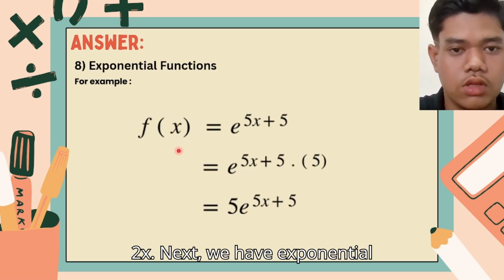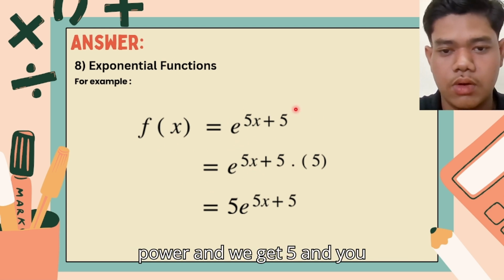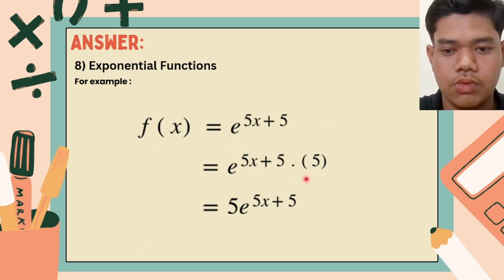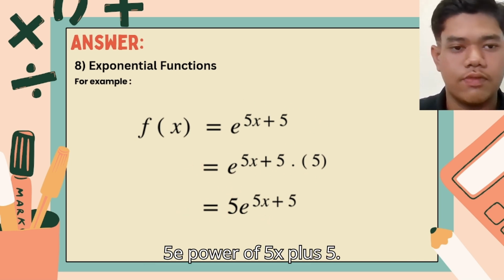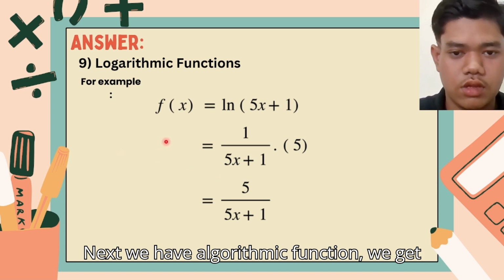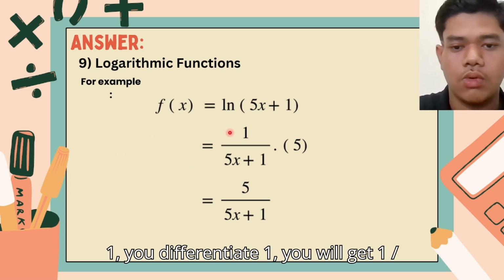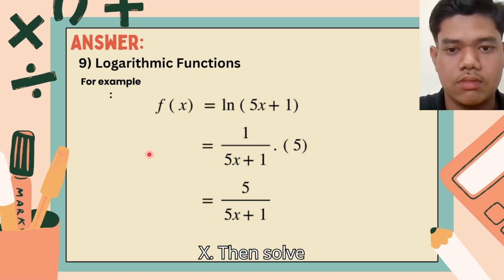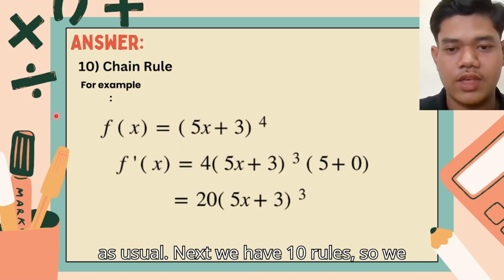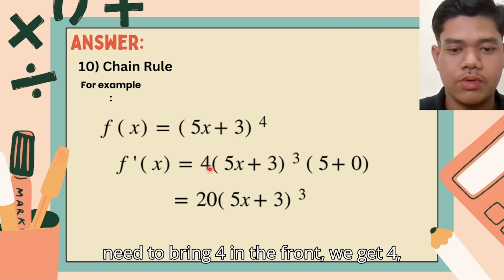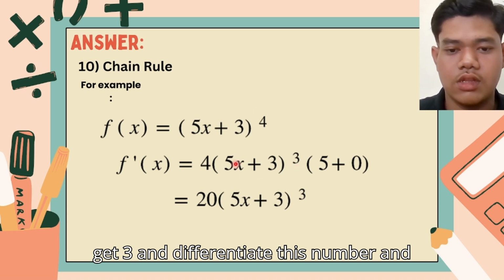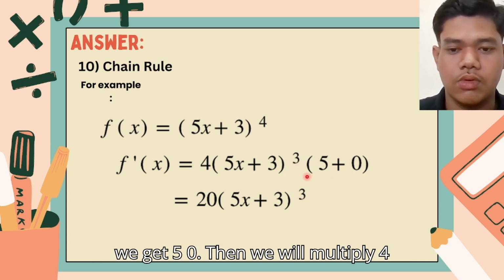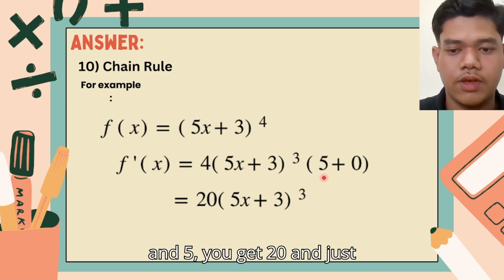Next we have the exponential function. You need to differentiate the power and then we get 5, and you multiply the 5 in front and you will get 5e to the power of 5x plus 5. Next we have the logarithmic function. We get ln, you differentiate ln, you will get 1 over x. Then solve as usual. Next we have the chain rule, so we need to bring 4 in front, we get 4 times 5x plus 3. Then we minus 1 from this power, we get 3, and differentiate this number and we get 5 plus 0. Then we multiply 4 and 5, you get 20, and just copy this one.